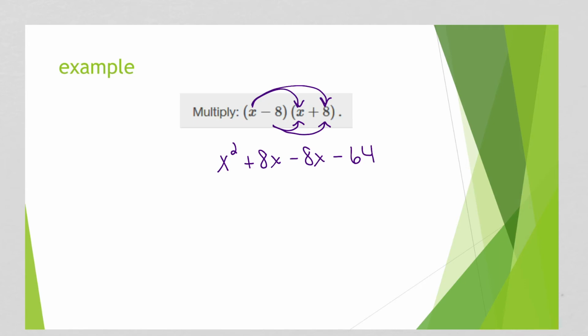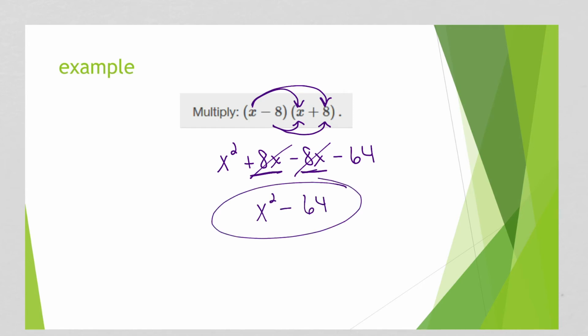Now, let's combine our like terms. Check out what happens here. We have a plus 8x and a minus 8x. Those create 0. They go away. So you're left with x squared minus 64. That's it.